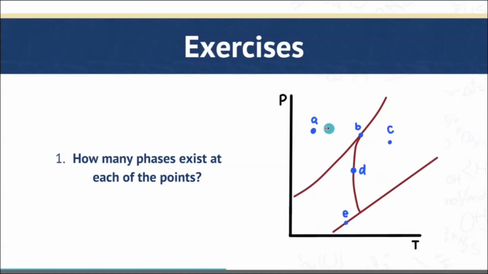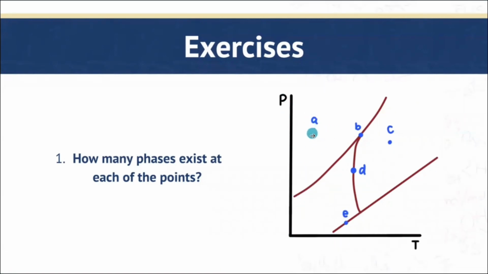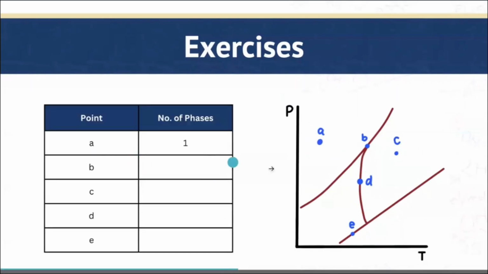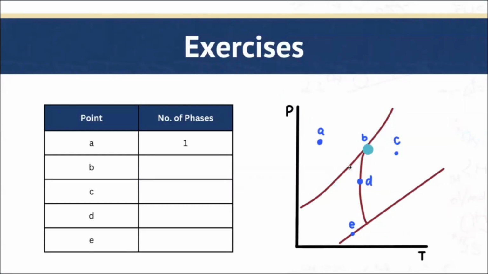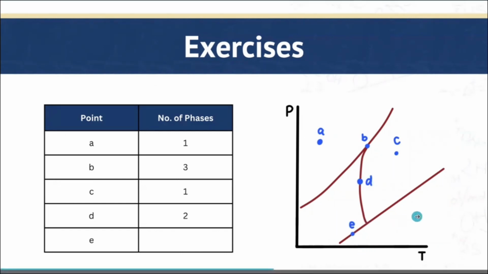So, yan. Moving on, meron tayo kay A. Since nandito lang siya, wala naman siya sa any boundary, one phase lang siya. Then kay B, since nag-intersect tong mga to, 1, 2, 3, meron kang 3 phases dyan. Kay C, wala rin naman siya sa mga boundary natin, so one phase lang din yan. Kay D, nasa in-between siya ng dalawa, so 2 phases. And kay E, nasa in-between din ng dalawa, so 2 phases din yan.